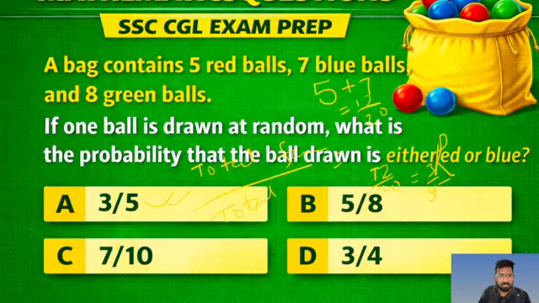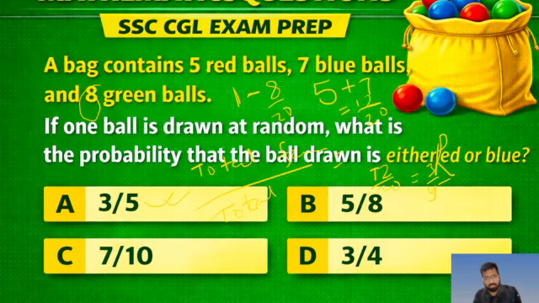Also you could do it the other way: you calculate the probability of green, and since the whole probability is equal to 1, you subtract it. Calculating for green is 8 by 20. So if you calculate it, then you will get either red or blue. You will get the right answer again, the 3 by 5 will be the final answer in this case also.